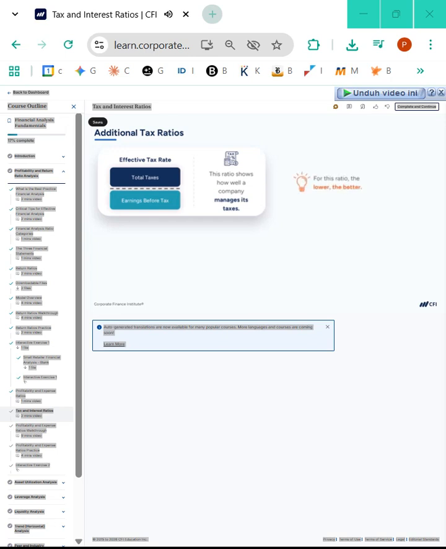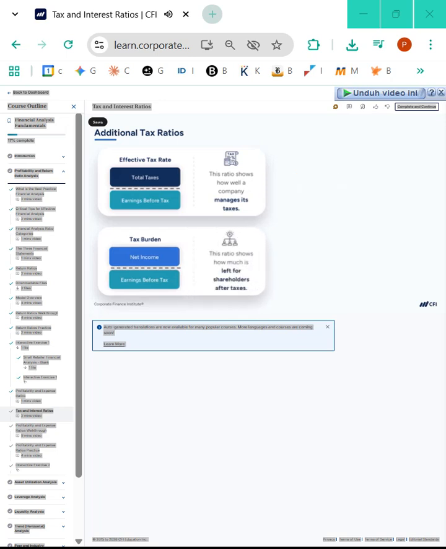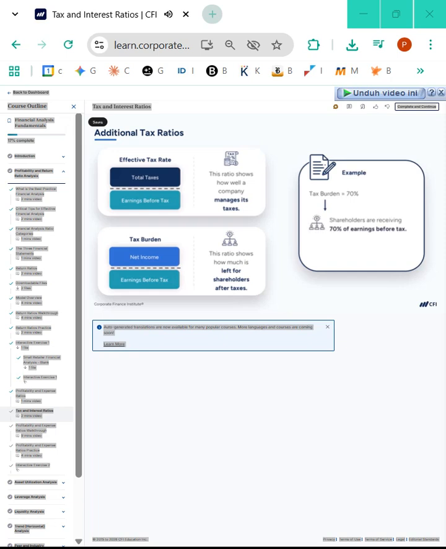An alternative tax ratio is called the tax burden ratio. You can take net income and divide it by earnings before tax. You can think of this ratio as how much is left for shareholders after taxes. So, for example, if you see a percentage like 70%, this means shareholders are receiving 70% of earnings before tax, which also means 30% of earnings before tax is actually taxes. If you have already calculated the effective tax rate, you can quickly calculate the second ratio by simply taking 100% and subtracting the effective tax rate.